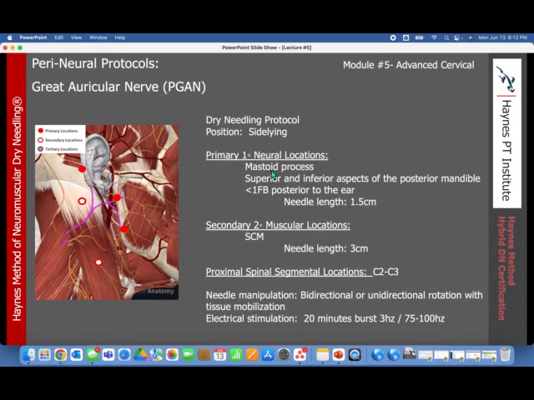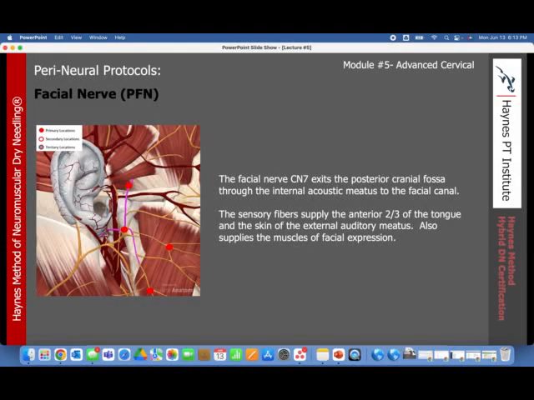Primary location here is going to be the mastoid process, you can see here, and then superior and inferior aspects of the posterior mandible, which is less than 1 finger breadth posterior to the ear. Needle length there 1.5 centimeters. We'll also look secondary for our muscle locations, our sternocleidomastoid, and then our proximal spinal segmental locations would be at C2, C3, and there we're just looking for that multifidus, that 1 finger breadth lateral to address our spinal segmental locations. And then the facial nerve.